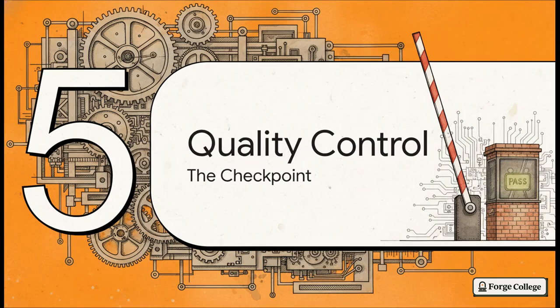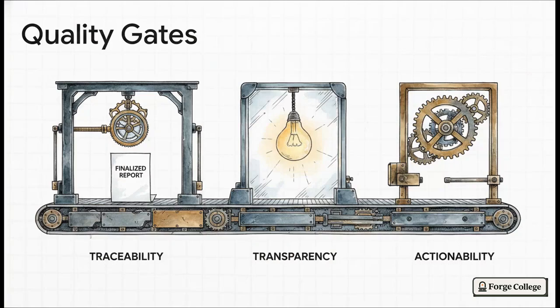Which brings us to Section 5, the quality control checkpoint, because no well-engineered machine leaves the factory without testing. To pass instructor review and truly master this project, your draft has to clear 3 distinct quality gates. Traceability. Is every single substantive claim linked to a cell? Transparency. Are your methods and scales fully explained? And actionability. Do your recommendations provide clear next steps?